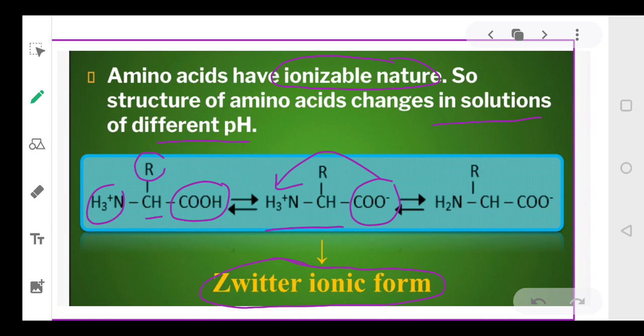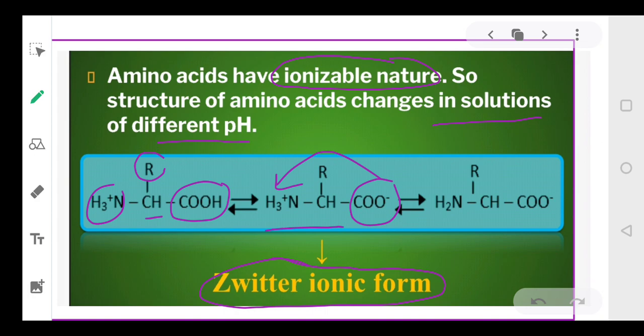We call this structure the Zwitter ion form. So in solutions of different pH, you will find that amino acids ionize and form a Zwitter ion form, which is formed by transfer of hydrogen from the carboxyl to the amino group. So they basically exist in the form of Zwitter ions in solutions. So amino acids exist as Zwitter ions in solutions. I hope this much is clear, everyone. If there is any doubt anybody has.